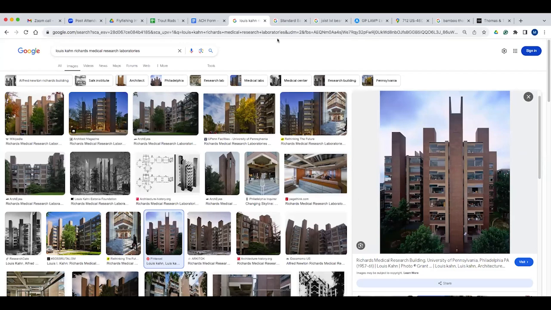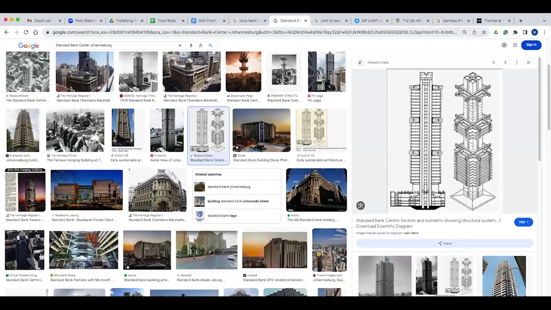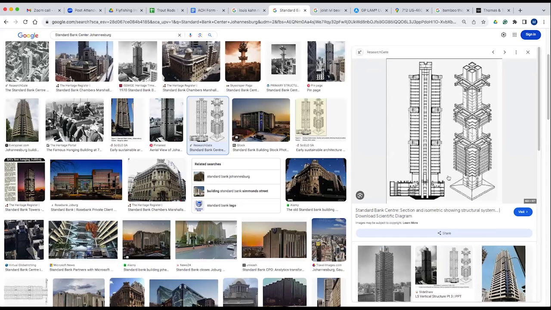Let's see which other ones. This is incredible. The first time that I saw it, we did a study both in cantilever and suspension. This is a bank, Standard Bank in Johannesburg, South Africa. This is a tower. It has these giant concrete brackets that straddle 4 concrete cores. At the end of these brackets, there's a concrete hanger that goes down. And that was the first thing that struck my eye.